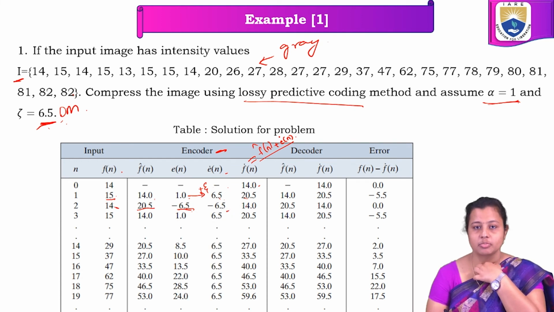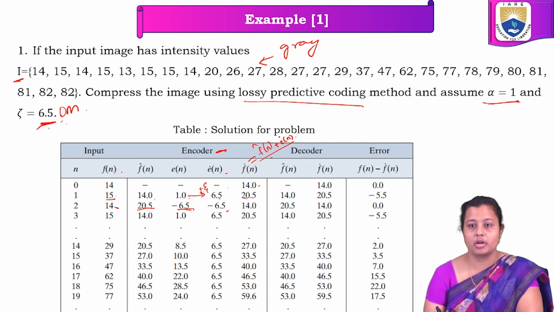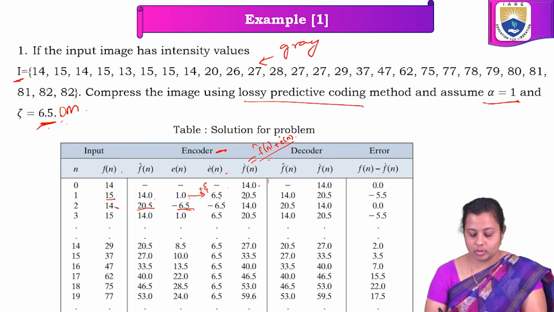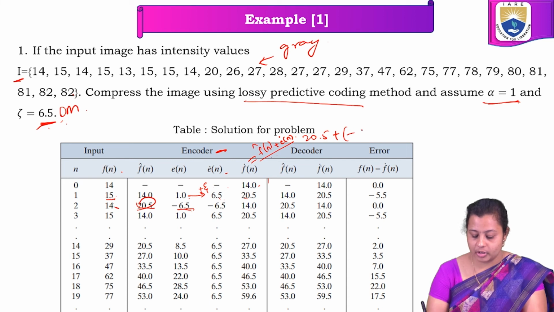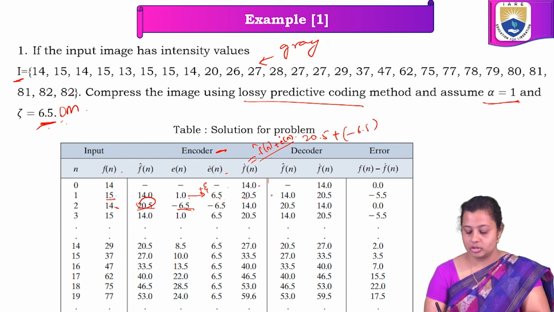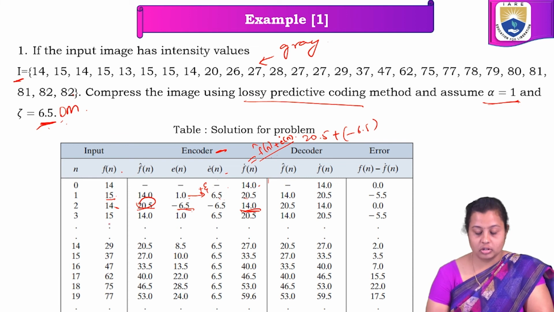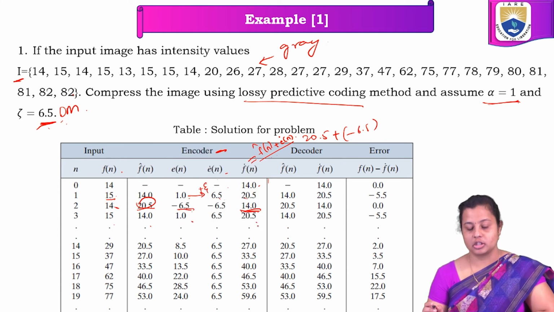When it is minus 6.5, what are we doing here? Again, this formula: f dot of n is given by f cap of n plus E dot of n. We get f cap is equal to 20.5, right? So this is equal to 20.5 plus of minus 6.5, because the error is this. So we have got it to be 14. Now the next sequence again is 15. For 15, what is the previous predicted value? It is 14. The error is 1. Since the error is 1, which is positive, we are giving E dot of n equal to 6.5, and the predicted value now will be 20.5.